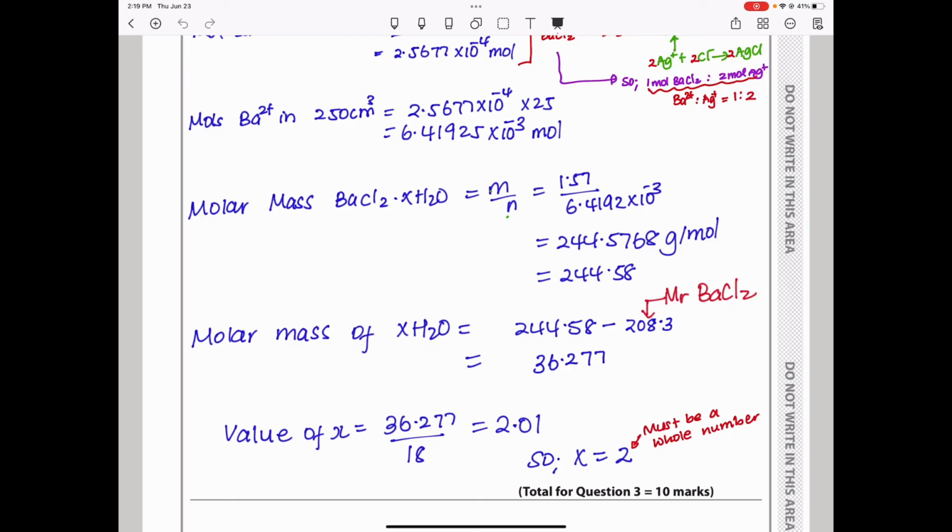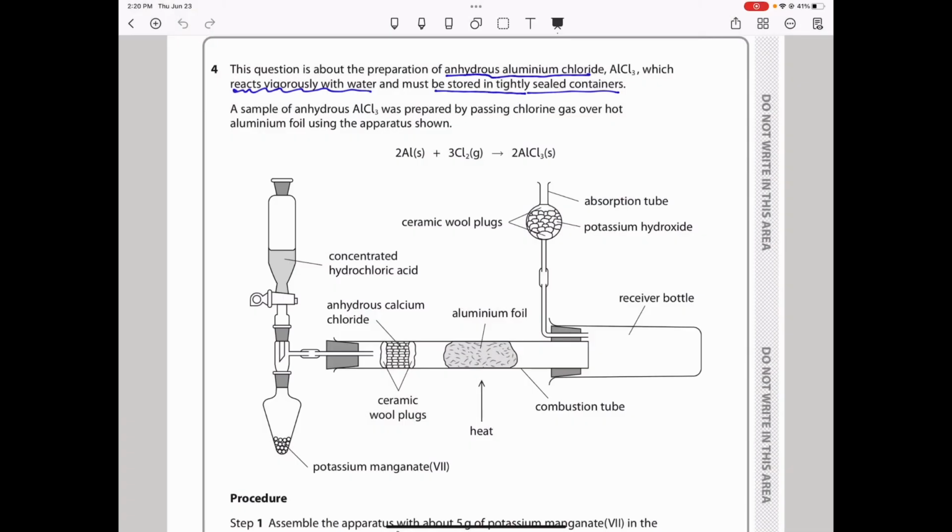This brings us to the end of question 3. Let us move on to question 4. Question 4. This question is about the preparation of anhydrous aluminium chloride, which reacts vigorously with water and must be stored in tightly sealed containers.